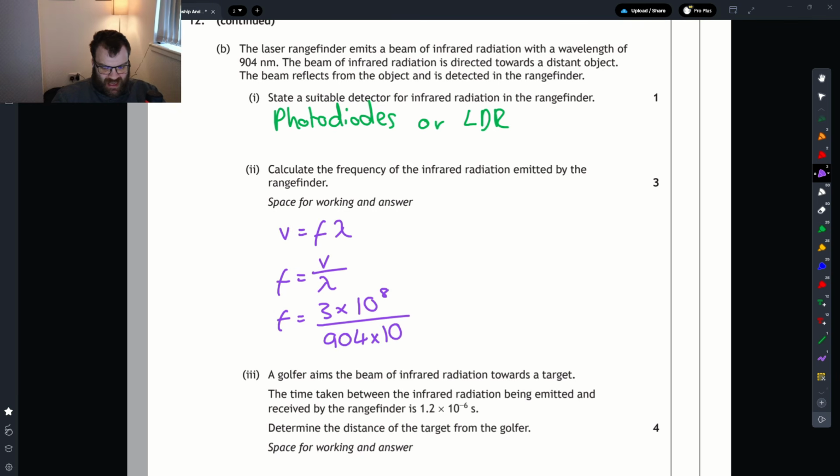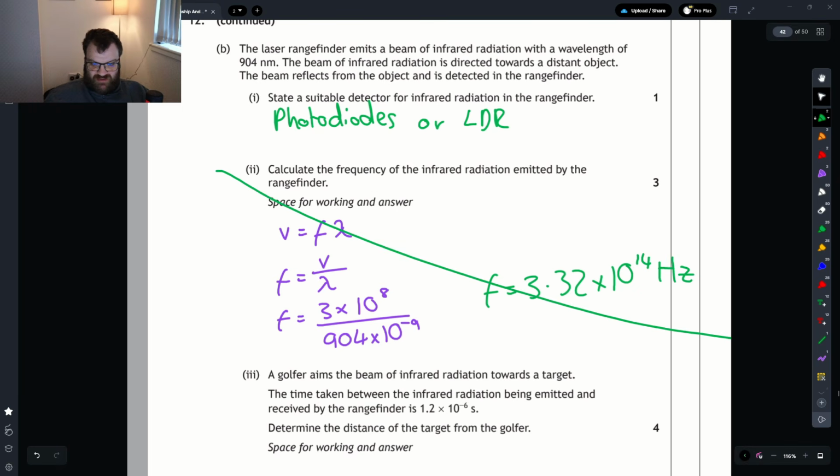9.904. And then nano is 3 steps smaller. So milli, micro, nano, times 10 to the minus 9. Again, I'm going to use the fraction button on my calculator just to stop it trying to freak me out with wrong numbers. That gives, let's go for 3.32 times 10 to the power 14. And then that's going to be in hertz as my final answer.